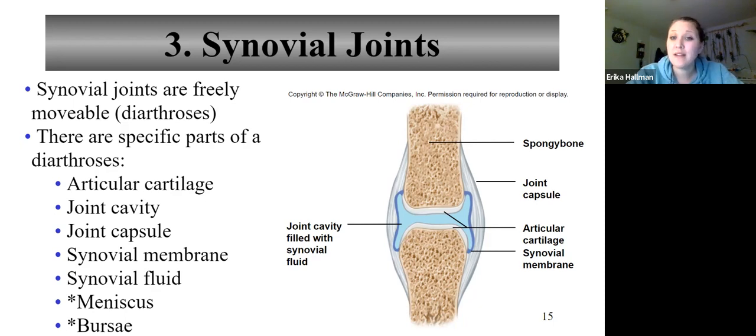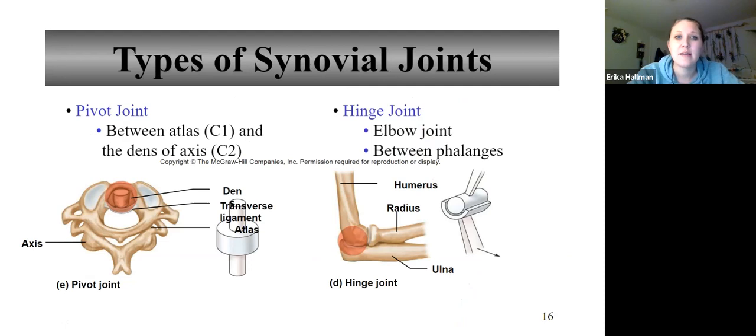Then surrounding that connection between the two ends of the bones, there's going to be a cavity. And that cavity is going to be filled with this synovial fluid. So it's this viscous, very smooth, very kind of basic slimy fluid that will reduce the friction as these two bones are moving on each other. That synovial fluid is contained by the synovial membrane. We might also see the presence of bursa and menisci, and we'll see them a little bit more in the next slides.